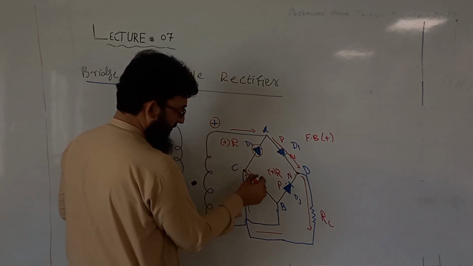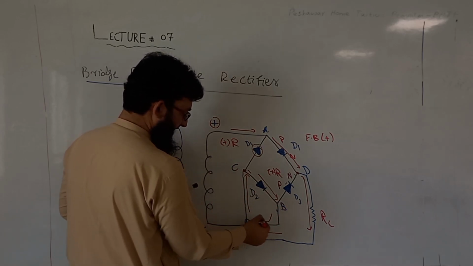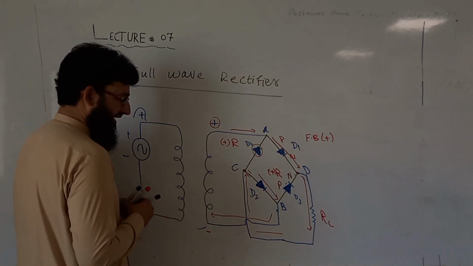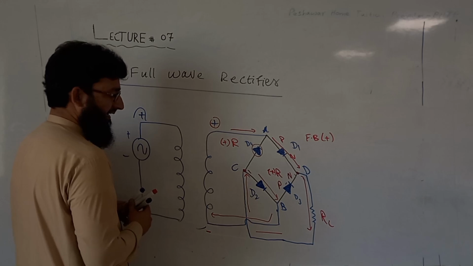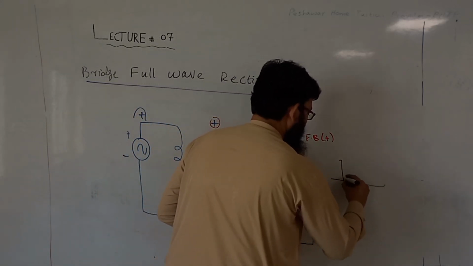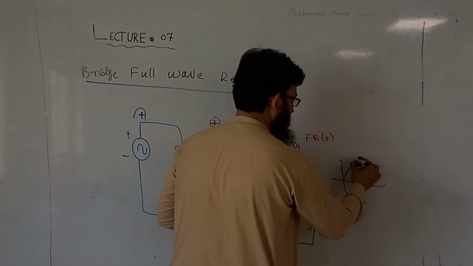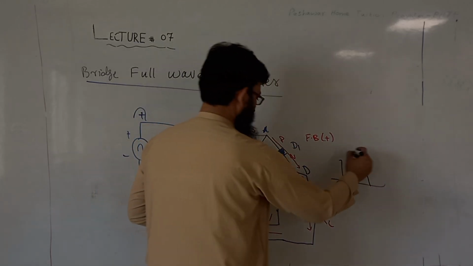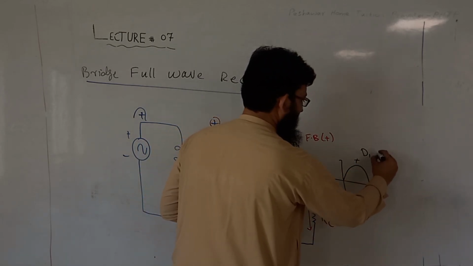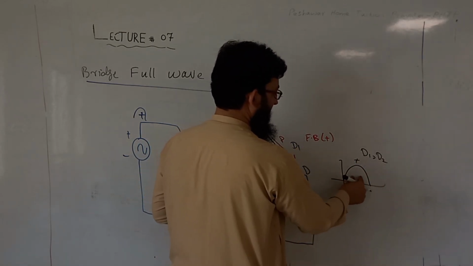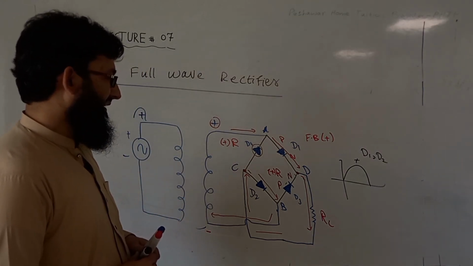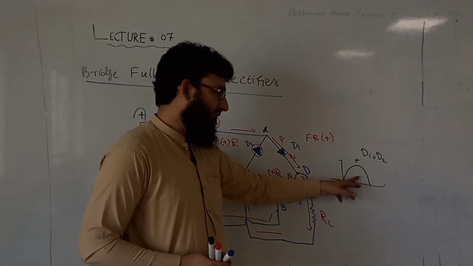So the current will flow through D2 and will reach the transformer secondary coil and complete the circuit. For the positive half cycle, D1 and D2 behave as forward bias and allow the positive half cycle to pass, and it will be attained at the output.